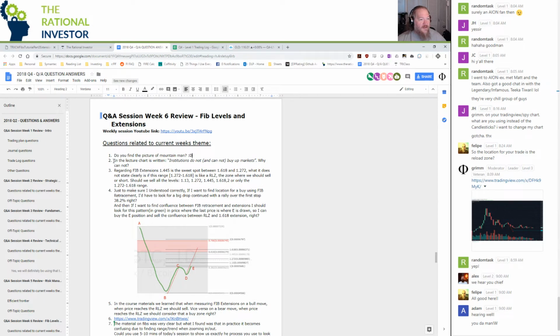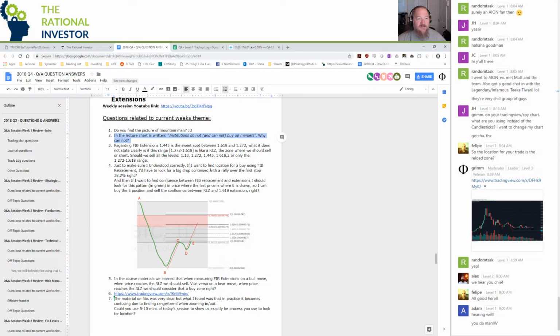All right. In the lecture, oh yeah, I thought I saw somebody post this on here. In the lecture, chart is written: institutions do not and cannot buy up markets. Why can they not? So when you're an institutional trader, you're trading at a hedge fund or at a prop firm, you have rules that you have to follow. More specifically, if you run a hedge fund, in order to get people to invest with you, you're going to have certain rules in place. One of the first rules that you will see in almost any prop firm, any hedge fund, is don't buy up markets. They might phrase it a little differently, but that's what they're saying.